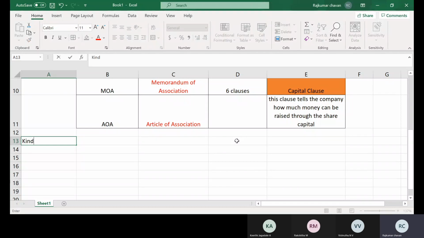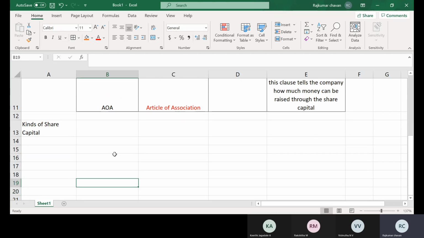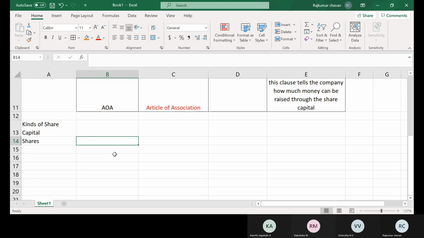Next, what are the kinds of share capital? What are the kinds of share capital for any company? Kinds means the types of shares. First of all, understand that a company can raise money through shares, right? Shares can broadly be equity shares or preference shares, right? When you say equity shares, you have to be very clear.